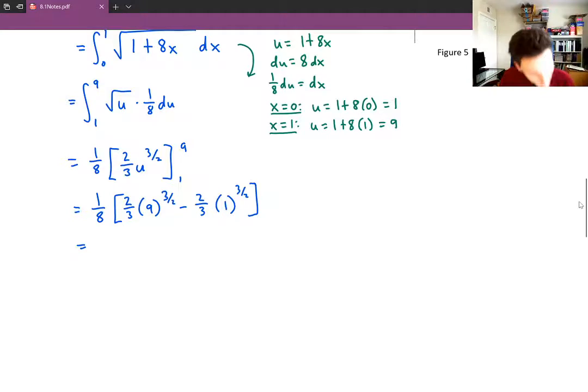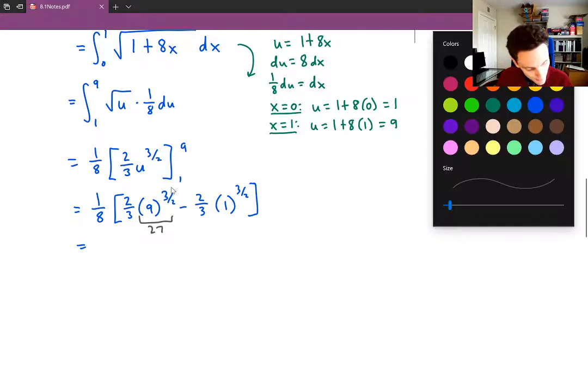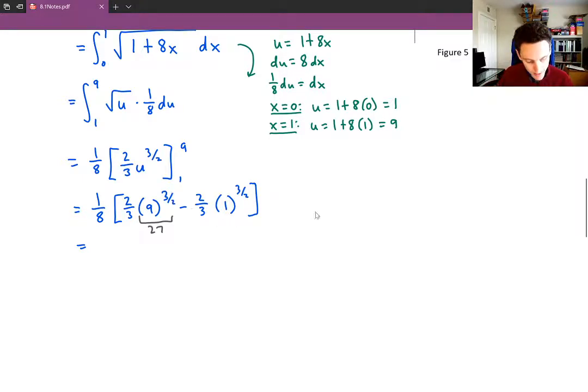And if you work that out, let's work it out here. So 9 to the 3 halves: take 9 to the half power, which is 3, to the 3rd power, which is 27. So this gives you 1/8 times 2/3 times 27. The 3 is going to cancel with the 27 and give you 9, times 2 gives you 18, minus 2/3.